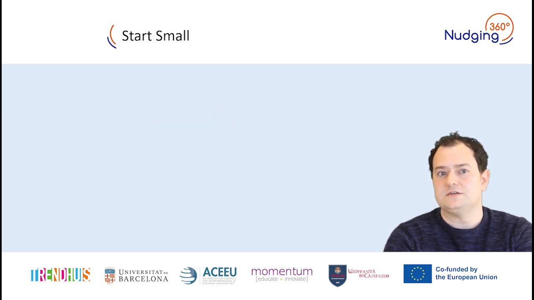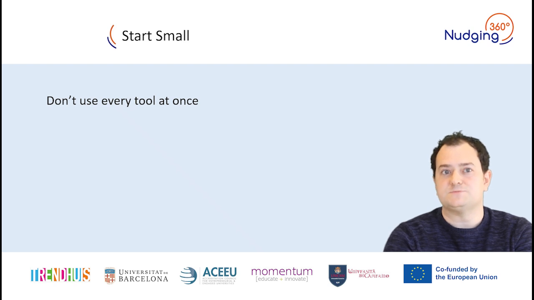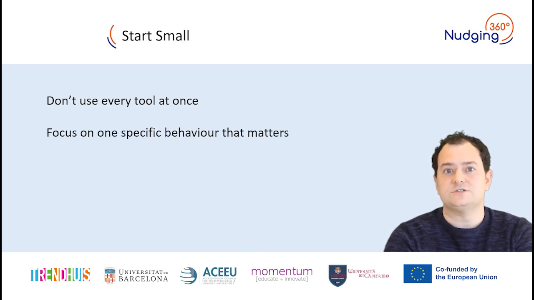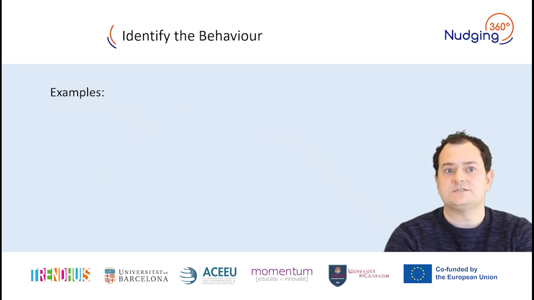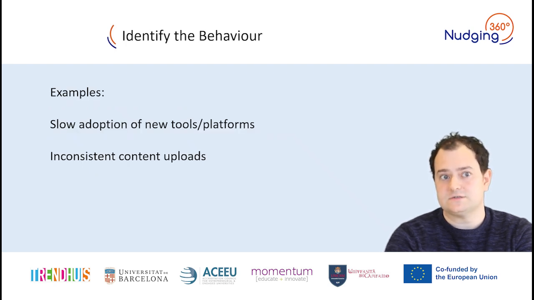So how do you apply this in a university setting? You don't need to use every tool in the nudging toolkit. In fact, starting small is usually more effective. The best nudges target specific behavior that matters to your digital transformation goals. For example, are educators slow to adopt a new tool or platform? Are they uploading content consistently? Is there low participation in digital CPD sessions?